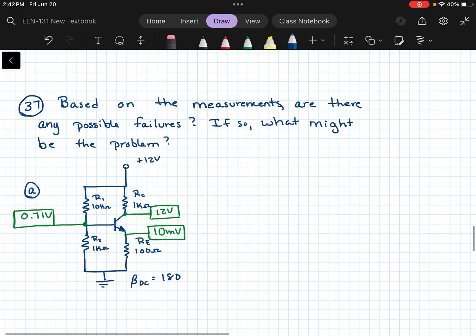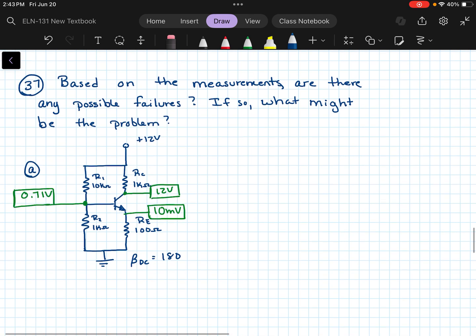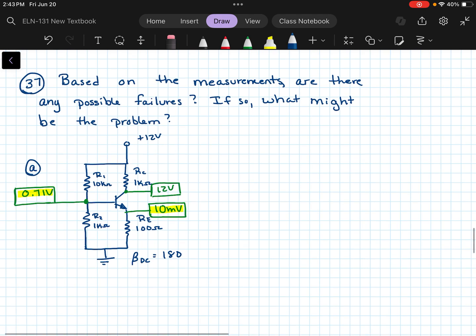Okay, based on the measurements, are there any failures in the next few circuits? And if so, what might be the problem? So for the first, we're just going to do a quick look at these. Here we're measuring 0.7 at B, at the base, and about 10 millivolts at the emitter. So that tells us that we do have a drop of 0.7 here.